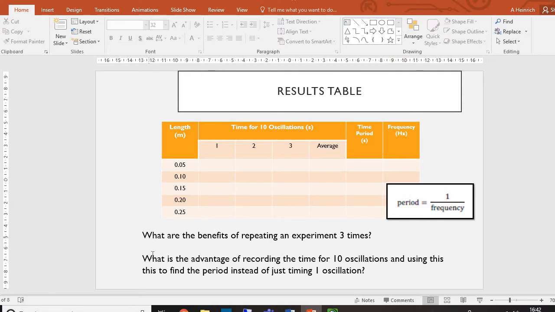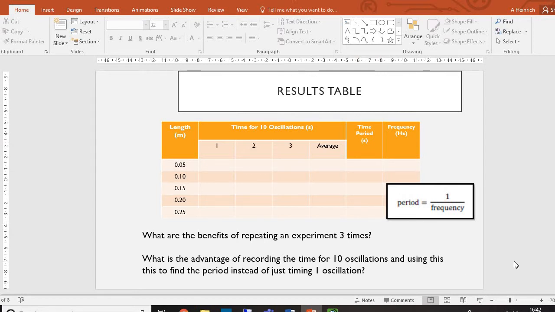So, a couple of questions I want you to answer as you've done this are: what are the benefits of repeating an experiment 3 times? Why do we do it? And what is the advantage of recording the time for 10 oscillations and then using this to find the period instead of just timing 1 oscillation? So why is it better to do 10 and then work out the time period from that?